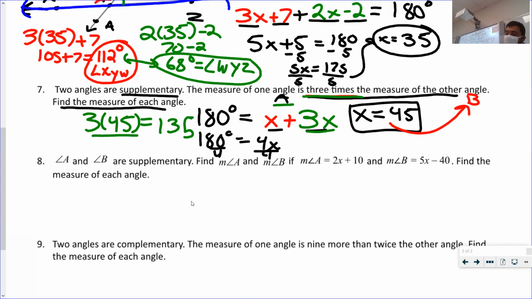Okay. Your mid check, so this is me checking if you're still paying attention, is to try number 8. Again, that keyword appears, supplementary, and notice what they tell you. You're trying to find the measure of each angle. So remember what you have to do afterwards, okay? So I want everyone to try that out. I'll be looking at the chat. You want to privately chat me.